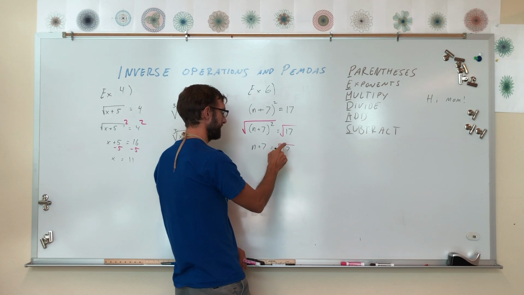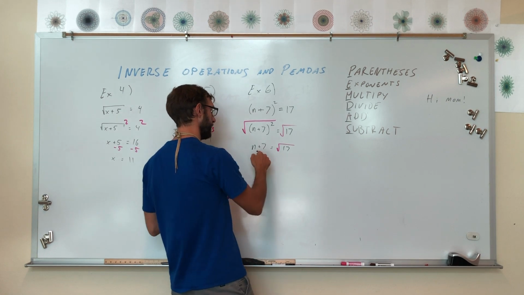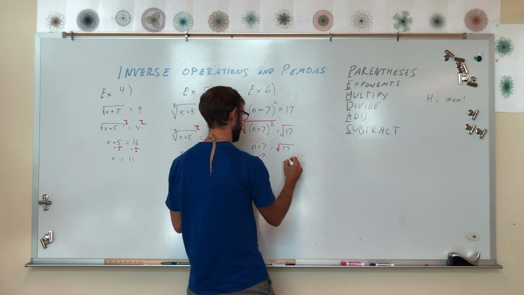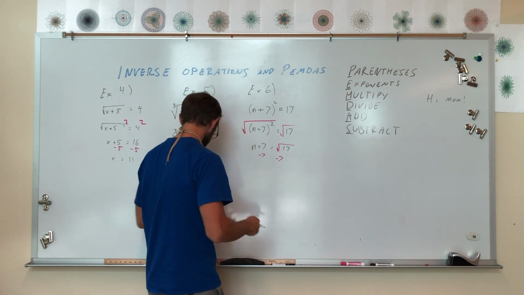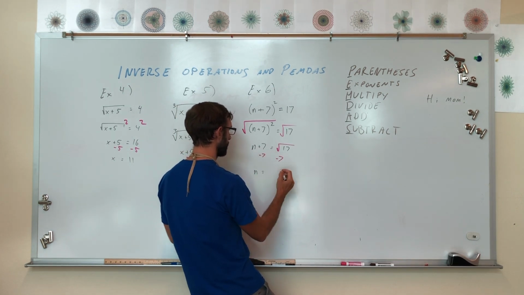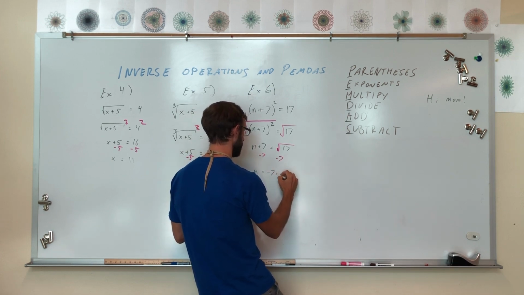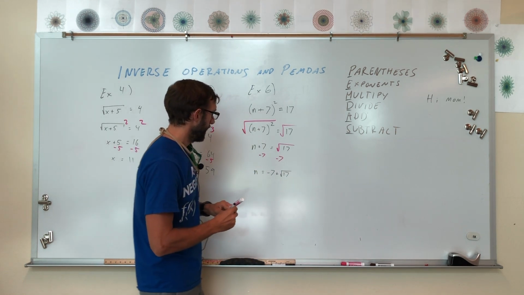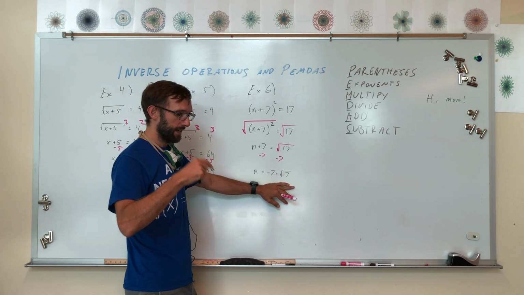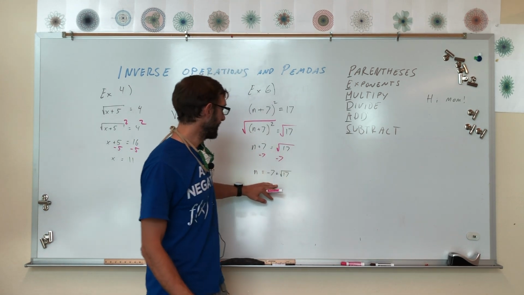What number plus 7 is that number? I don't really know, so let's play around with this. Just talking inverse operations, we're going to subtract 7 from both sides. So then the 7s cancel out. And then I'm going to keep this as is, minus 7 plus root 17. This is the exact form. If we put this into a calculator and get a decimal value, it's going to be approximate. But this is the exact value.